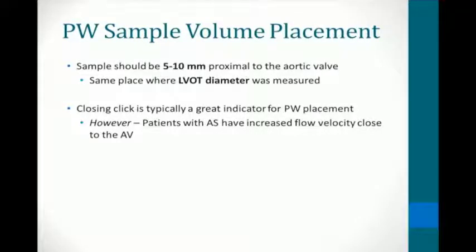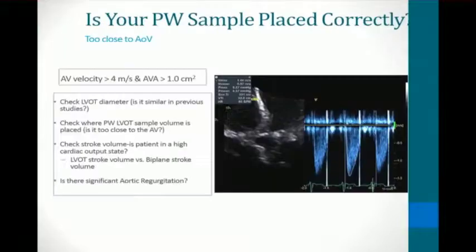A great indicator for a good pulse wave sample volume placement is if there is a closing click on the spectral waveform. However, for patients with aortic stenosis, the flow velocities near the aortic valve tend to be increased, so the sample volume may have to be moved slightly more apically to minimize falsely increased flow velocities.